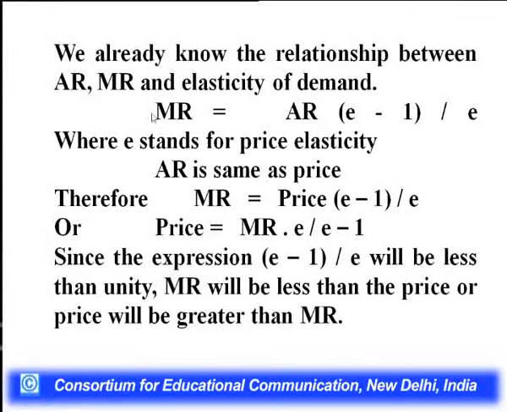Why is MR less than AR? This is clear from the relationship between AR, MR and elasticity of demand. MR is equal to AR into (E minus 1) upon E, where E stands for price elasticity, and AR is the same as price. Therefore, MR is equal to price into (E minus 1) upon E, or price is equal to MR into E upon (E minus 1). We know (E minus 1) upon E will be less than unity. So, MR will be less than the price, or price will be greater than MR.